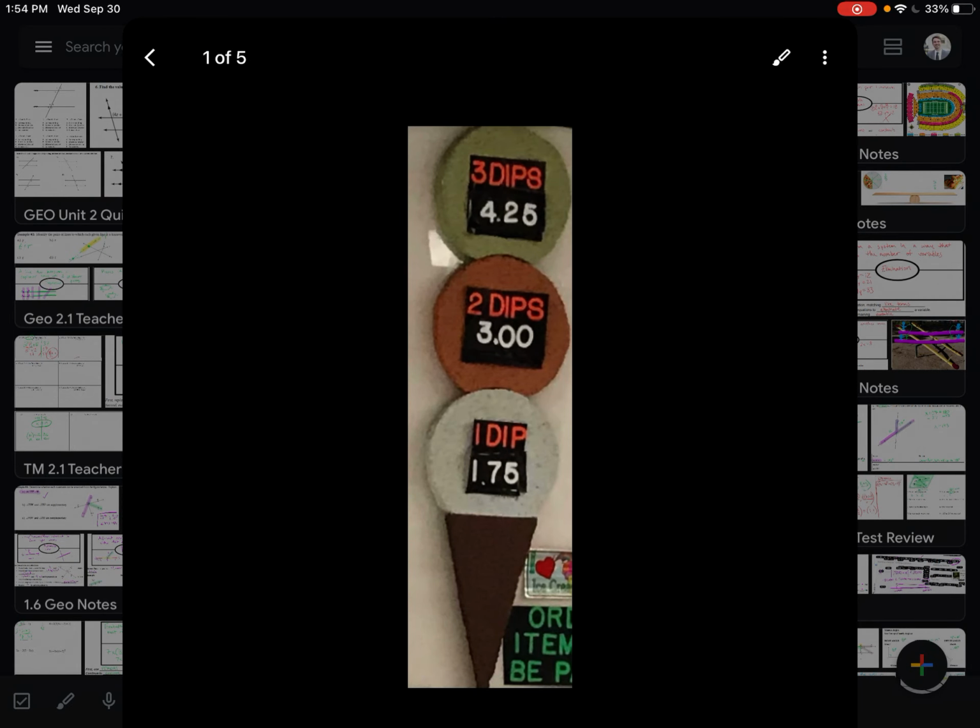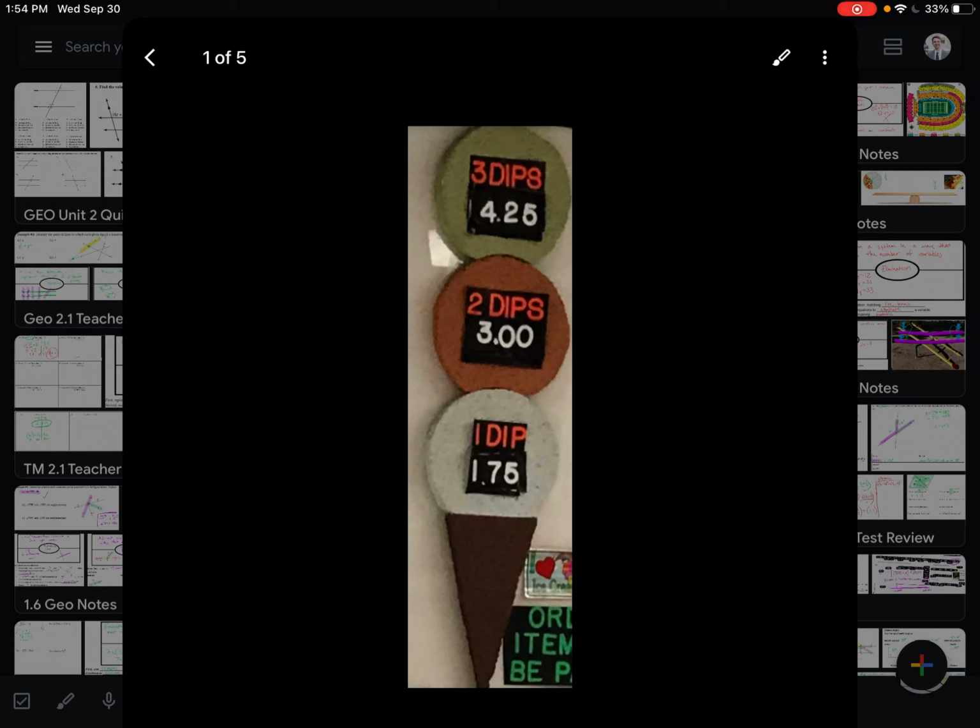This is at an ice cream shop called Clown Cone that I went to with my wife, and when I saw this, I immediately thought of slope, and I was like, I need to take a picture of this to be able to save it and to use as a real example here. So you might notice here, for one scoop of ice cream, or one dip as they're calling it here, it's $1.75. For two dips, it's $3, and for three dips, it's $4.25.